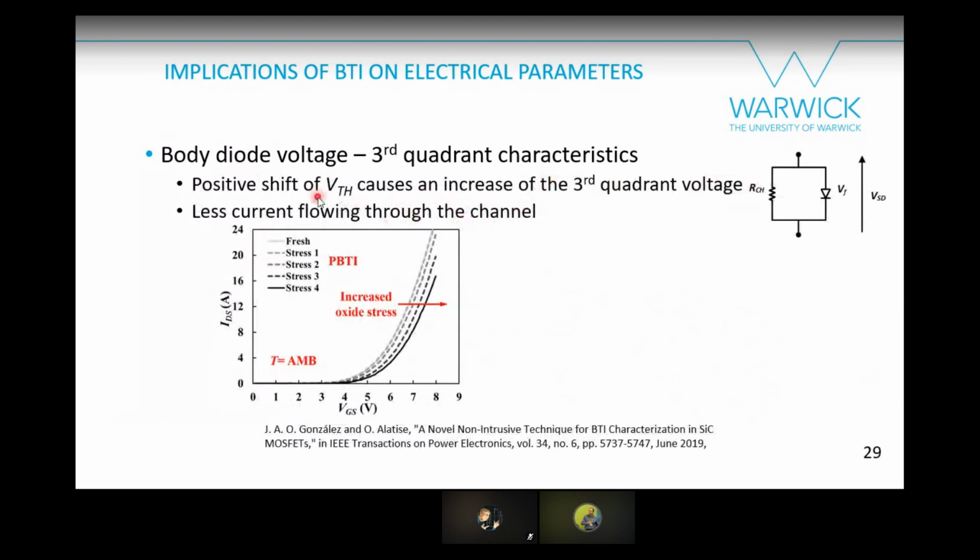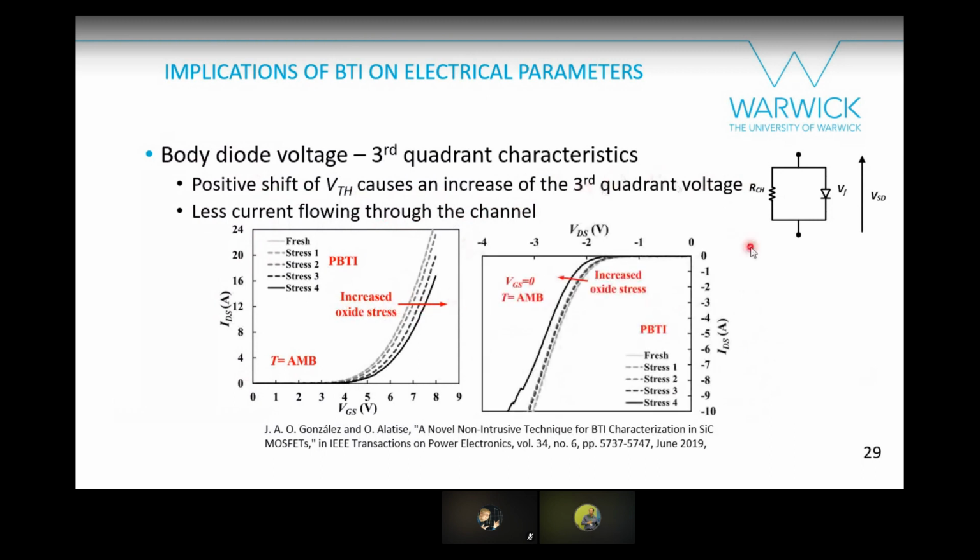So let's analyze what happens in the case of PBTI, the positive shift of the threshold voltage. This will affect the third quadrant characteristics as well. If the threshold voltage increases, your channel is going to be more difficult to turn on. So there's going to be more current flowing through the diode or less current flowing through the channel, and you start seeing a higher voltage as there's more current flowing through the body diode.